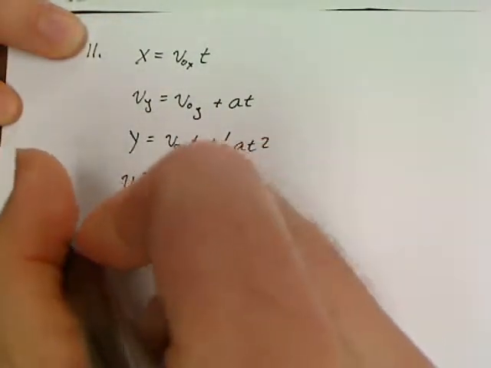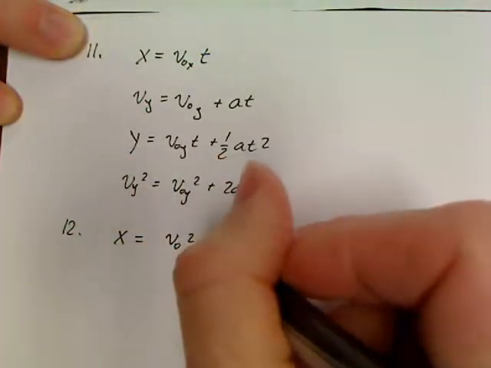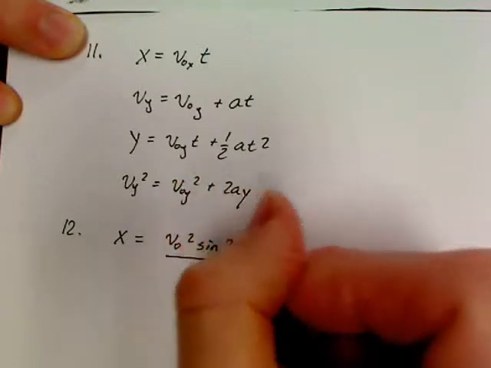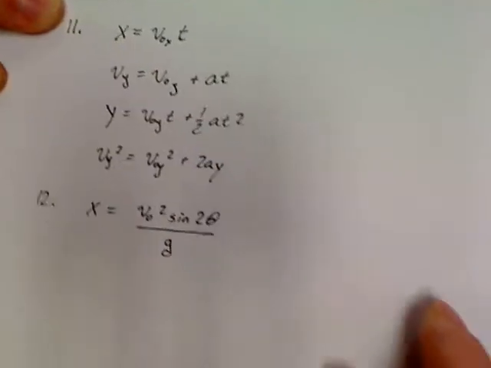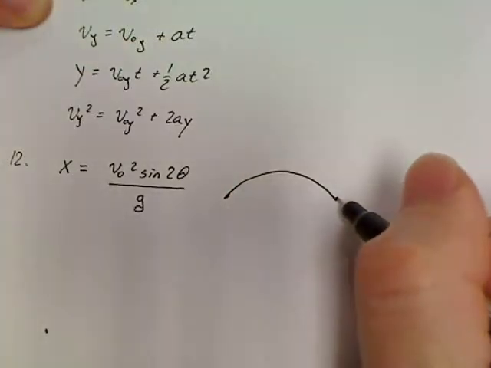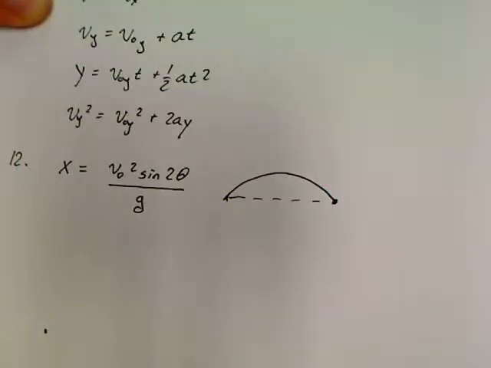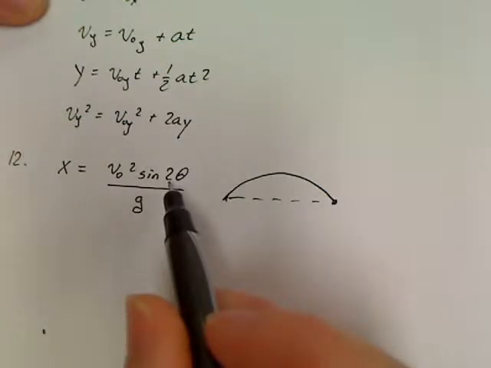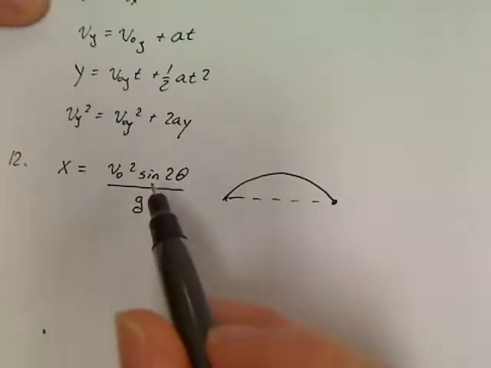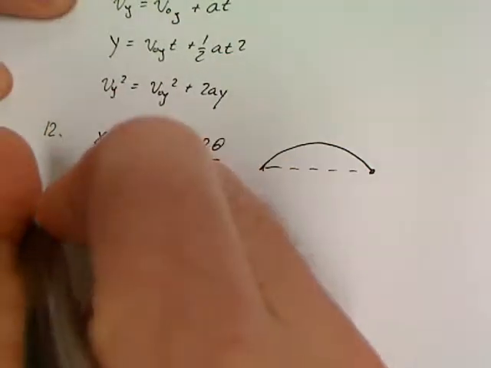Number 12, the range equation. X is equal to V0 squared sine 2 theta over g. But remember, the only time we can use that equation is if we've got a perfect parabola for a projectile. Any other time, it's out of the way. And remember, whenever you solve for theta, whenever you do your shift sine, you're going to have to come back and divide that by 2.